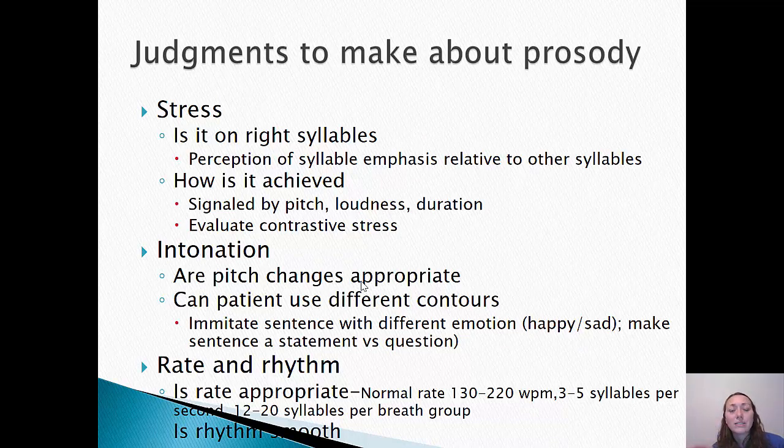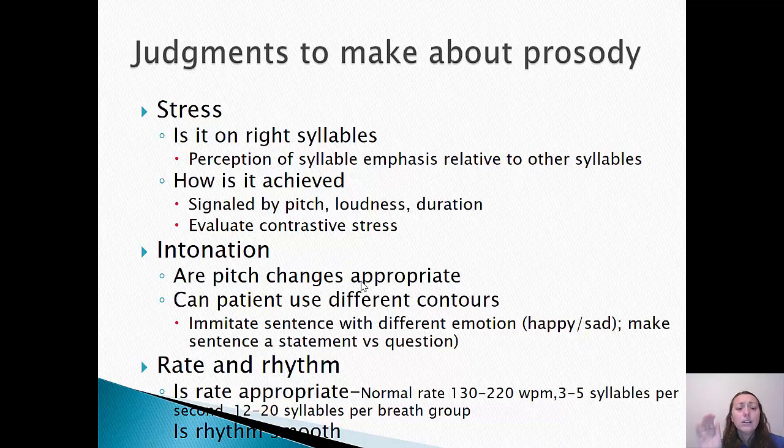we want to have some conversational aspects, because if we're doing really just a rote task or word repetition, or just some of the AMRs, SMRs, and prolonged vowels, we might not get a great idea of the depth of concerns or lack thereof with stress and intonation. So things we can do is imitate sentences with varying emotion, making a sentence a statement versus a question. It's very easy for us, with an intact prosodic domain, to say, how are you? How are you?